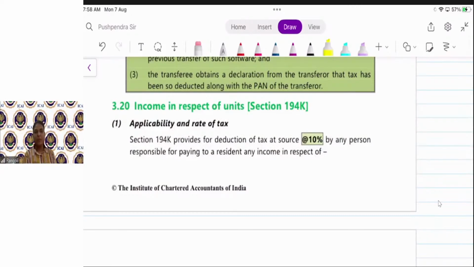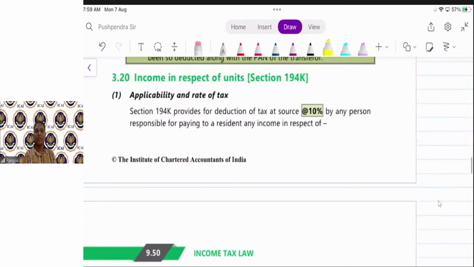Income in respect of units. See, it is income from units of mutual fund. Okay. So if you are investing in a mutual fund and you get income from that mutual fund, that is, you can get income as dividend or interest from the mutual fund, then in that case the payer, that is the mutual fund company, will deduct TDS under section 194K at the time of payment or credit, whichever is earlier, of that sum.